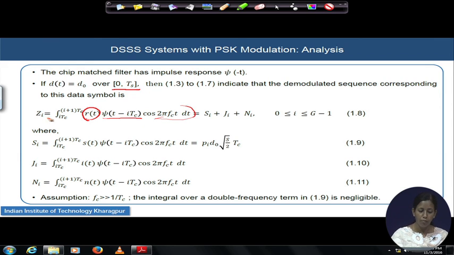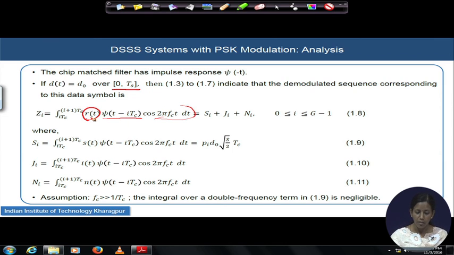So, you are bound to derive the Zi's over 0 to G minus 1 number of the samples. If I zoom inside this R(t), I understand it has 3 components: the intended signal component, the jamming component, and the noise component. Whereas the signal component is given by S(t). So, each of these components will be now investigated separately.